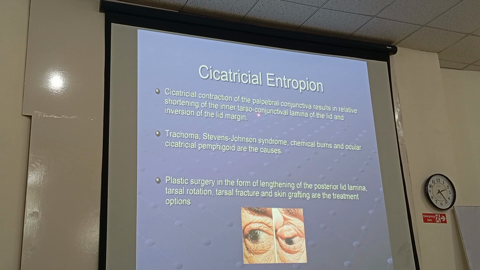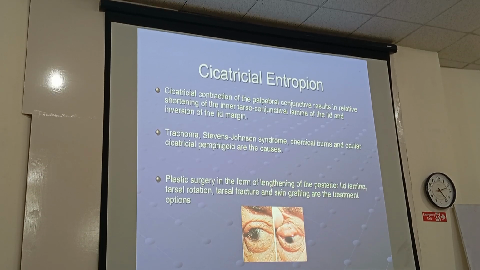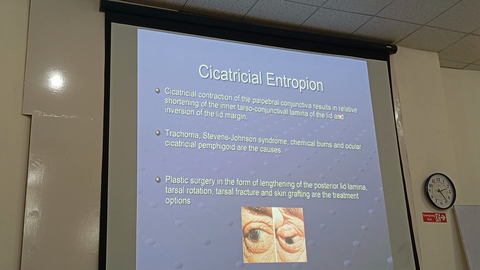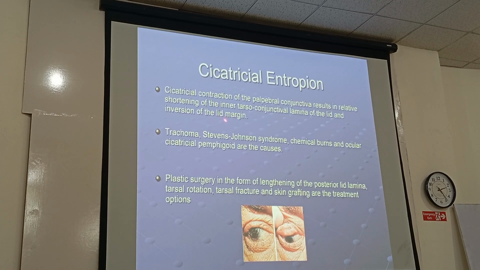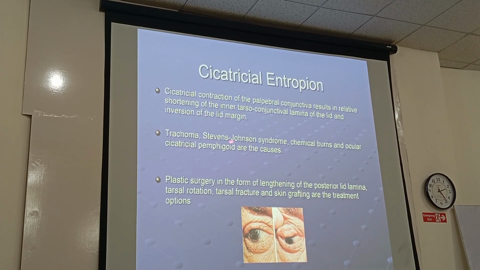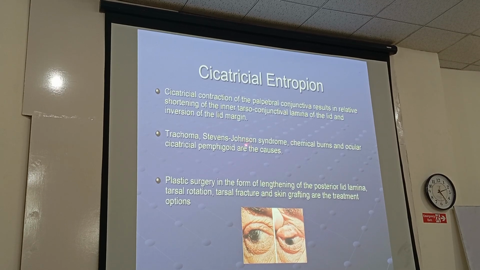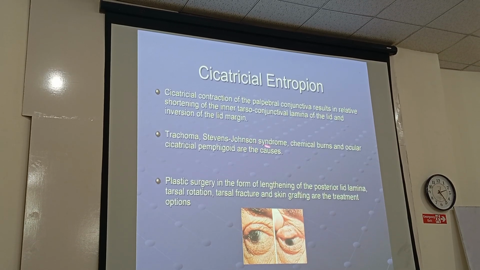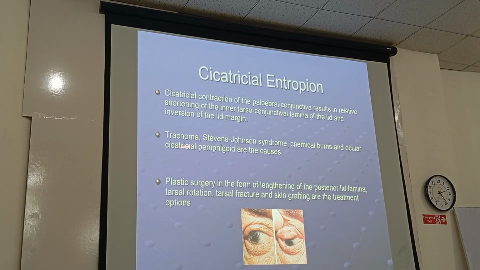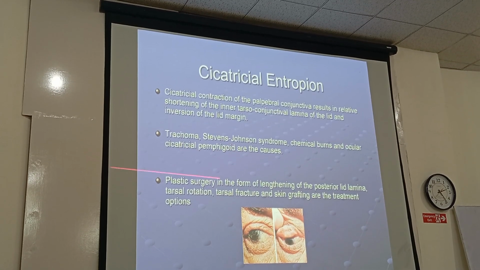Cicatricial contraction of the palpebral conjunctiva, this scarring results in relative shortening of the inner tarsal conjunctival lamina of the lid and inversion of the lid margin. As you know, trachoma, Stevens-Johnson syndrome, that is allergic to any medicine, most commonly sulfonamides, chemical burns and ocular cicatricial pemphigoid are the usual causes.